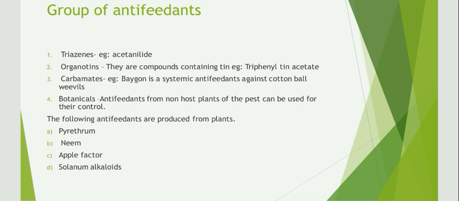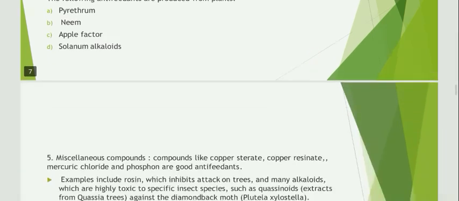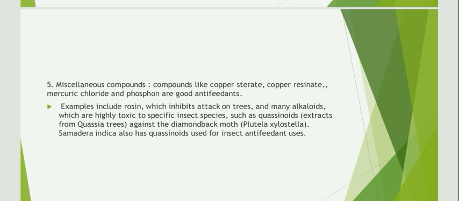Groups of antifeedants: triazines, organotins, carbamates, botanicals. The following antifeedants are produced from plants: pyrethrum, neem, apple factor, solanum alkaloids. Miscellaneous compounds like copper stearate, copper resinate, mercury chloride, and phosphine are good antifeedants.